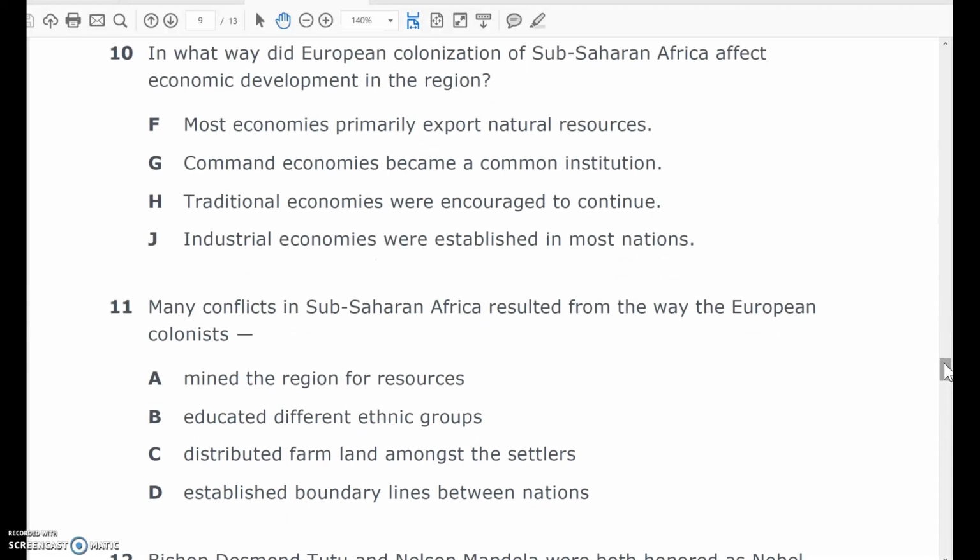Number 11. Many conflicts in Sub-Saharan Africa resulted from the way the European colonists A. mined the region for resources, B. educated different ethnic groups, C. distributed farmland amongst the settlers, or D. established boundary lines between nations.